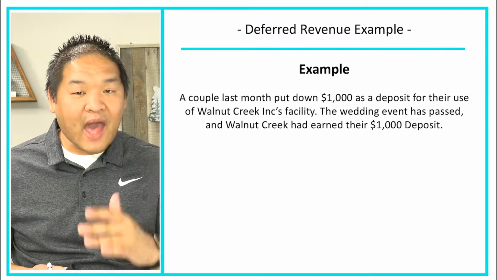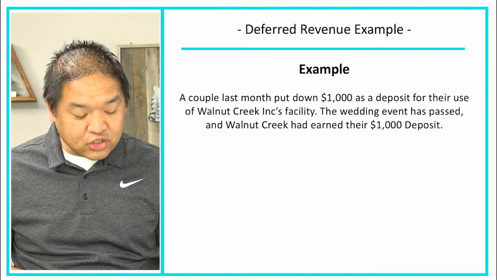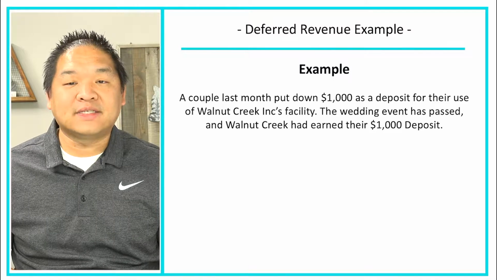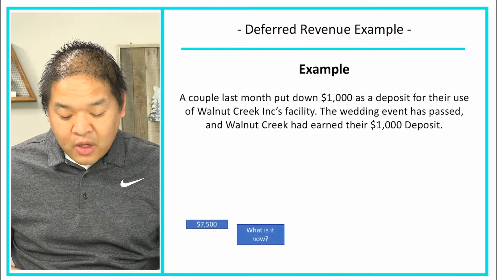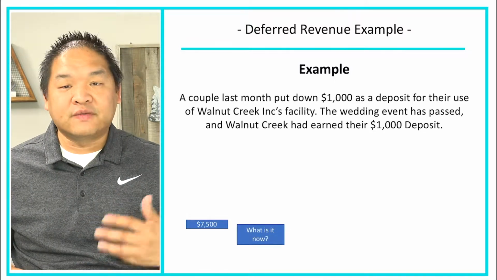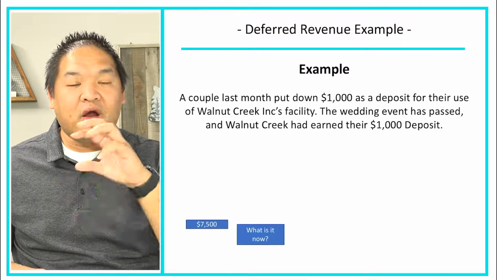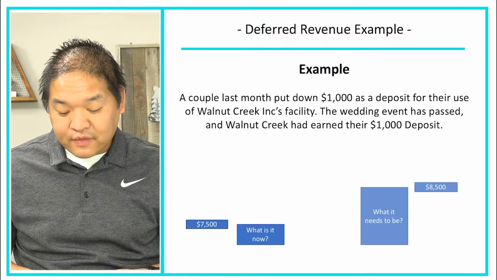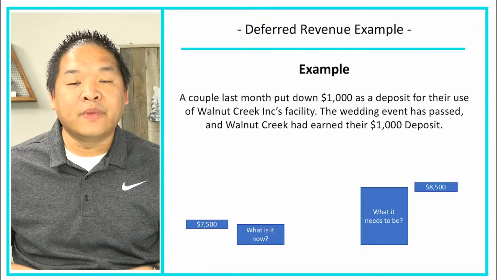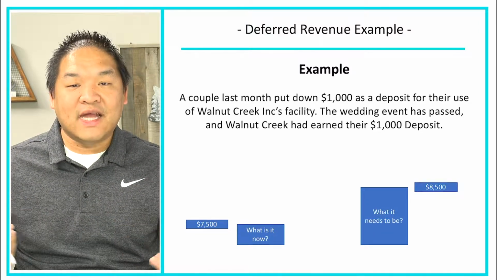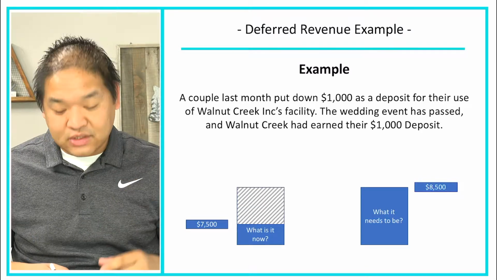The wedding has now passed, and Walnut Creek has earned their $1,000 deposit. So what's happened now? Well, Walnut Creek might have revenues of $7,500 right now. Based on this event already passing, their revenue should be $8,500. So now we have a difference. What is that difference? That difference is $1,000.